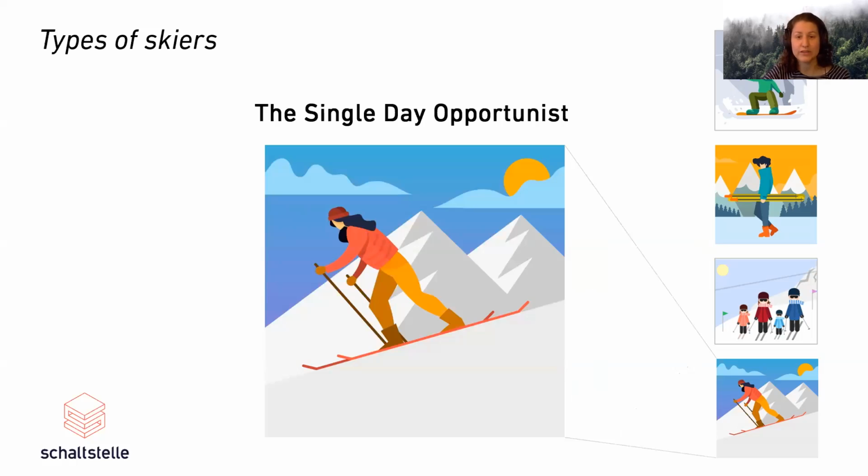And the fourth one is the single day opportunist. He's very flexible in his schedule and goes skiing for single days when the weather is nice and stays home when it isn't. So those 4 types of skier lead to a number of skiers on the mountain that depends a lot on 3 factors: the weather, the holidays, and the weekend.